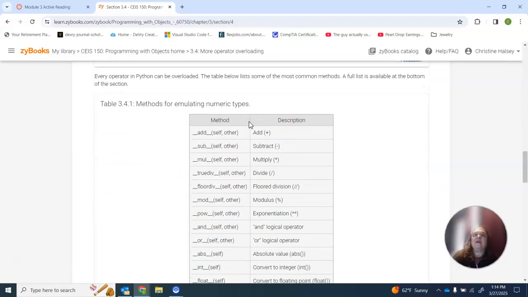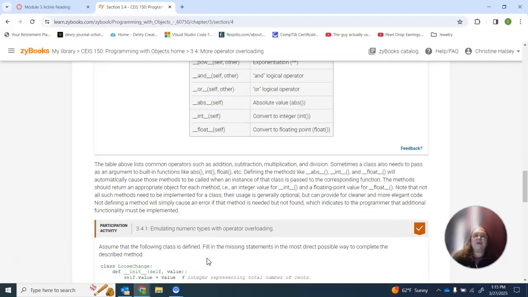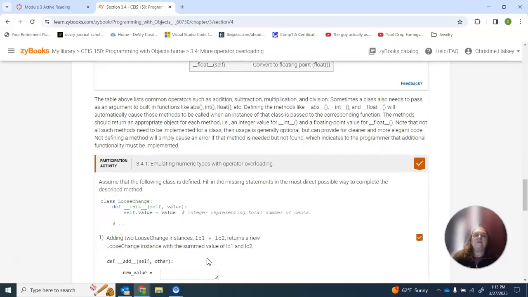Again, we can use methods for emulating all of these different numeric functions. We can overload any of those that we like.